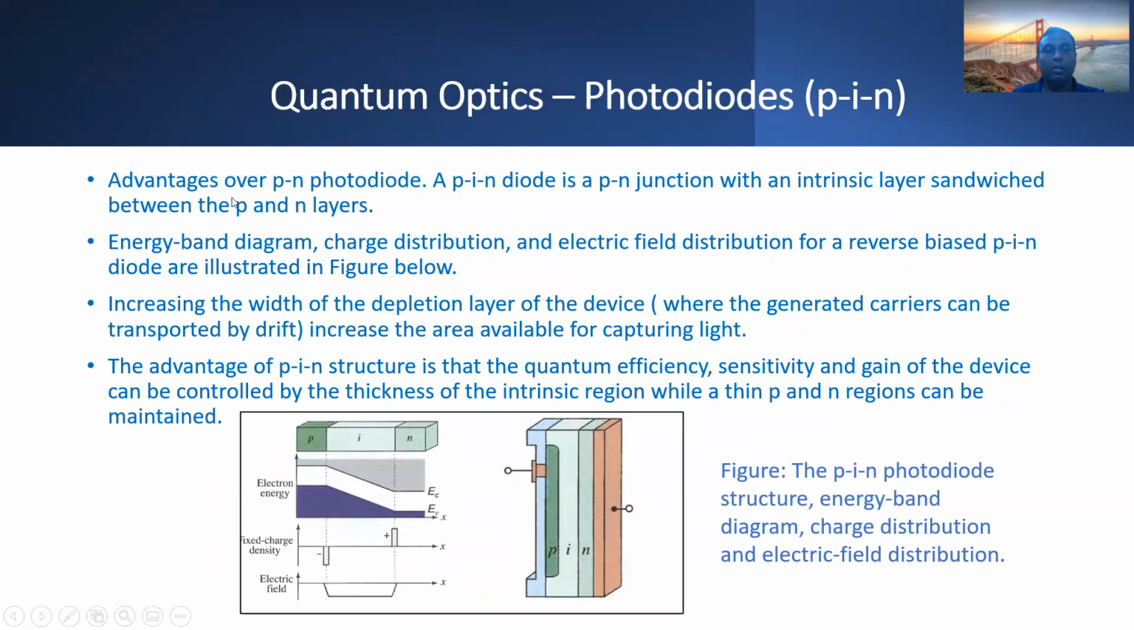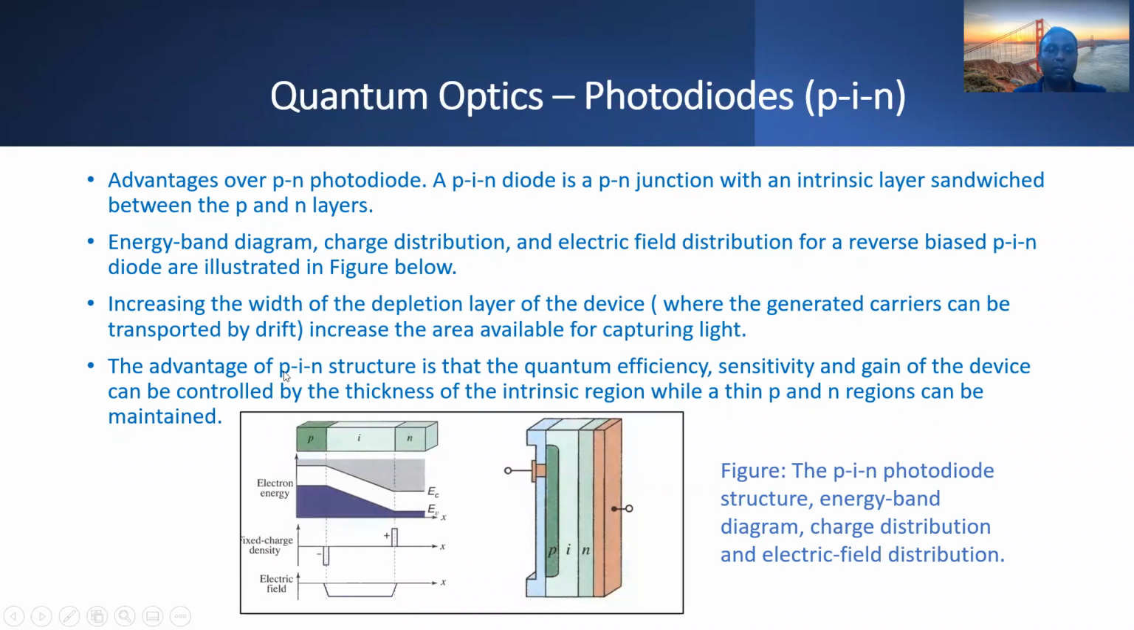Advantage of the PIN photodiode over the PN photodiode. A PIN diode is a PN junction with an intrinsic layer sandwiched between the P and N regions, as shown here. The energy band diagram, charge distribution, and electrical field distribution for a reverse biased PIN diode are illustrated in the figure here. This increases the width of the depletion layer of the device, where the generated carriers can be transported by drift, and increases the area available for capturing light.